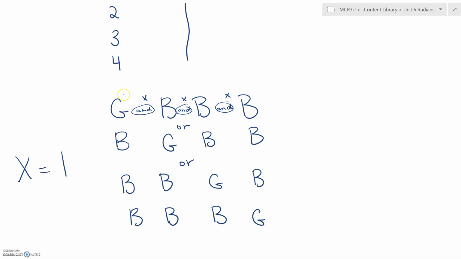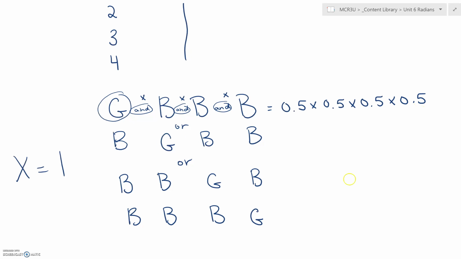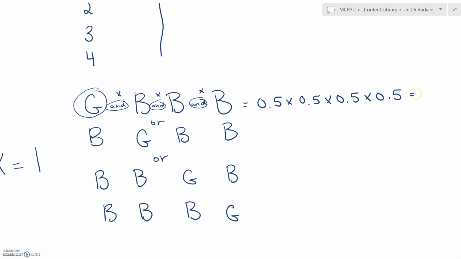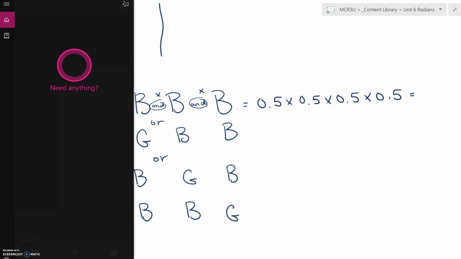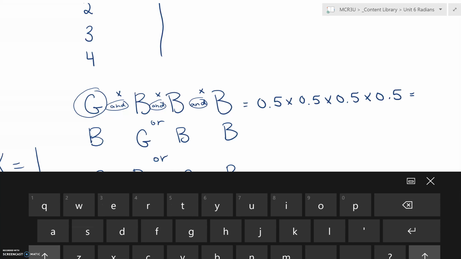So the probability of getting a girl is 0.5. When I say and, I multiply by the probability of getting a boy. The word and again, multiply by 0.5, multiply by 0.5. So this is essentially what I was telling you from the start. If you do this multiplication, I actually need a calculator to do that. So I'm just going to type it out.